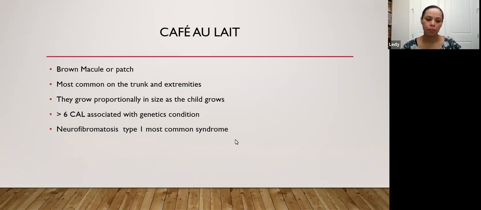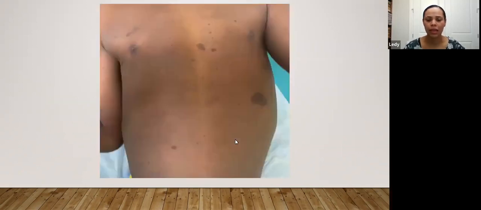But that's one thing I just want to make sure of: whenever you see a patient that has a café au lait, they kind of look like this. So obviously this child has multiple café au laits. So this child, we referred to genetics.